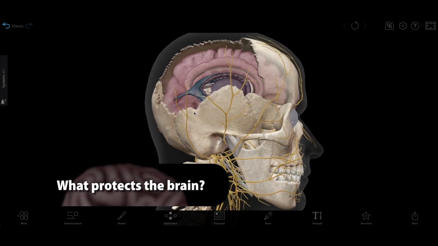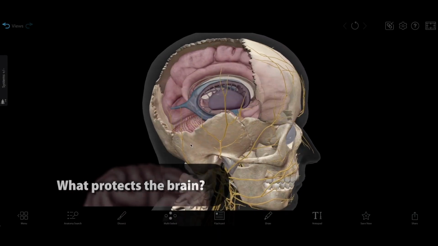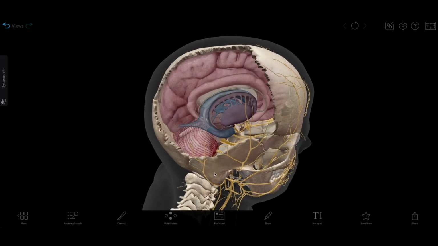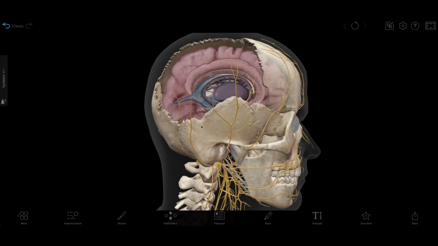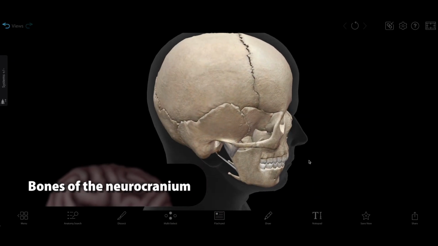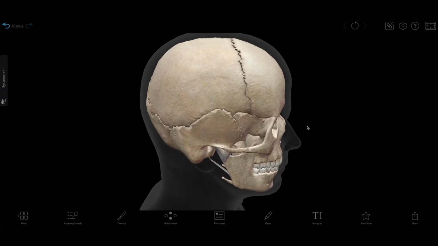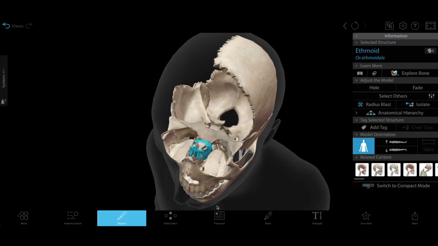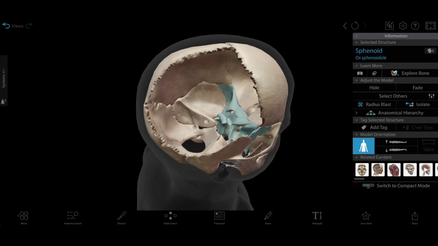Brains are indeed fragile, but our bodies offer them pretty good day-to-day protection. So what normally protects the brain? First, we've got the skull, specifically the 8 bones that make up the neurocranium. We can examine those in 3D with the skull model. On the outside, we'll highlight the frontal, temporal, parietal, and occipital bones. Then, we'll use the dissect tool to look inside, where we can find the ethmoid and sphenoid.